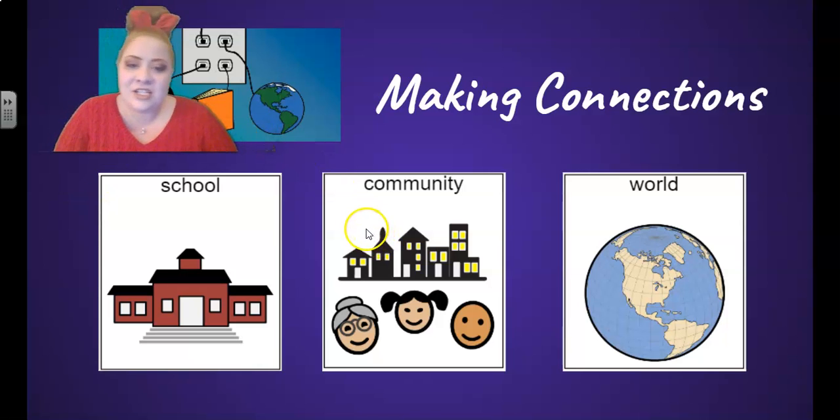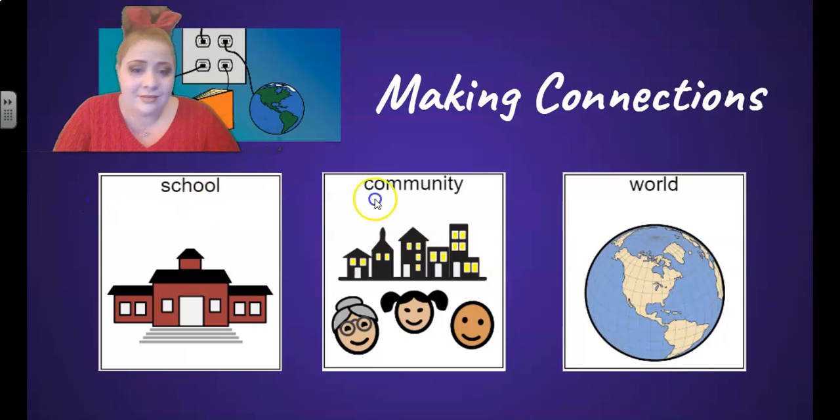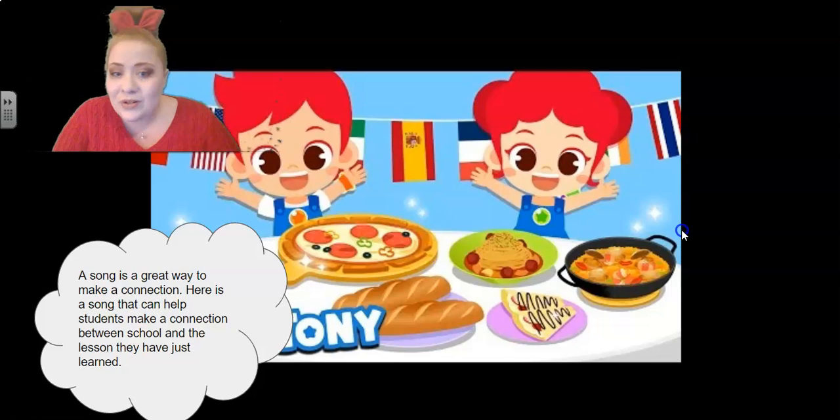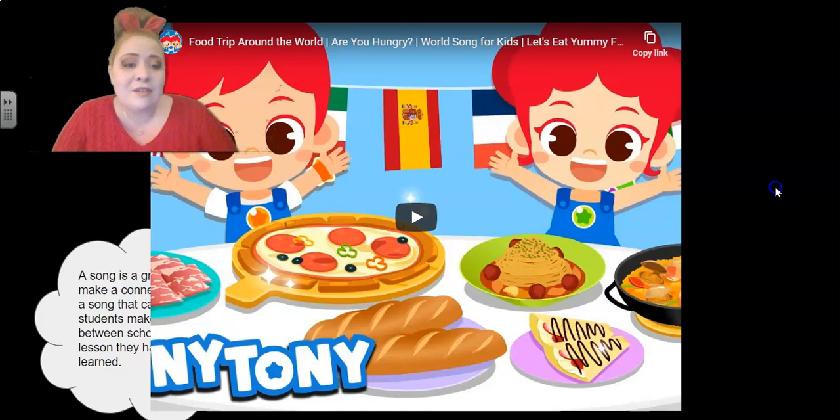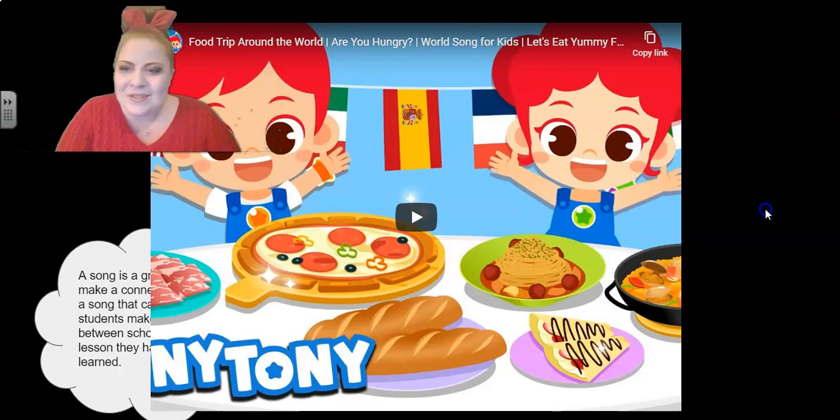All right, we're going to make a connection to the community. This one's a read aloud. It's about a community garden. We're going to make a connection to the world. This is a song about different types of food you'd find around the world. Let's talk about which ones are healthy and unhealthy. Whatever you want to do.